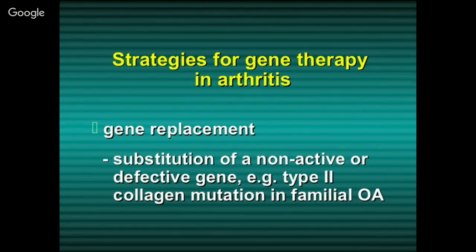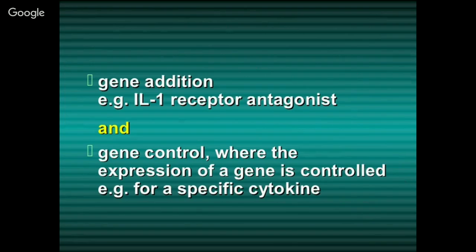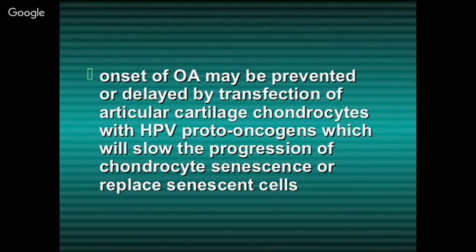Strategies for gene therapy in arthritis are gene replacement, which is substitution of a non-active or defective gene, such as type 2 collagen mutation in familial osteoarthritis; gene addition, such as the interleukin receptor antagonist; and gene control, where the expression of a gene is controlled by specific cytokines. Onset of osteoarthritis may be prevented or delayed by transfection of articular chondrocytes with HPV proto-oncogenes, which will slow the senescence of the chondrocytes and replace senescent cells.